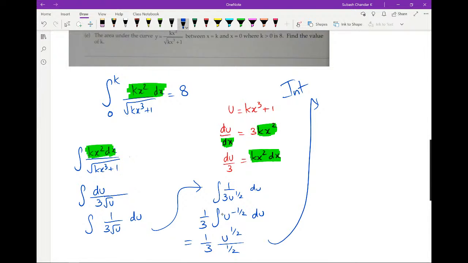So we can rewrite this as 2 over 3 u to the power of half. We don't need to worry about the plus c or anything like that. We just leave it as it is. So remember, now we're going to substitute u back in, which is going to be kx cubed plus 1 to the power of half, and this is between k and 0, which equals 8.